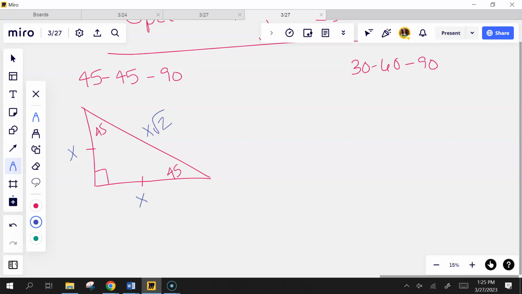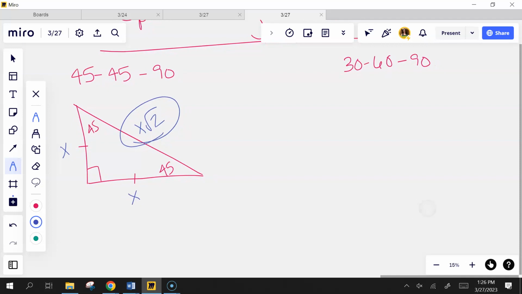Which seems easy enough when you're going forward. It's when you're going backwards that it starts becoming an issue. In other words, if I'm given this and have to find the leg, instead of multiplying by the square root of 2, I've got to divide by the square root of 2. It's always exact on these. These are always exact.